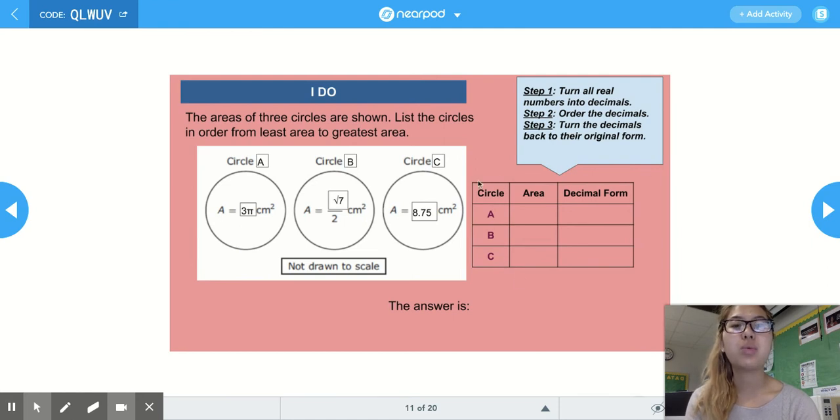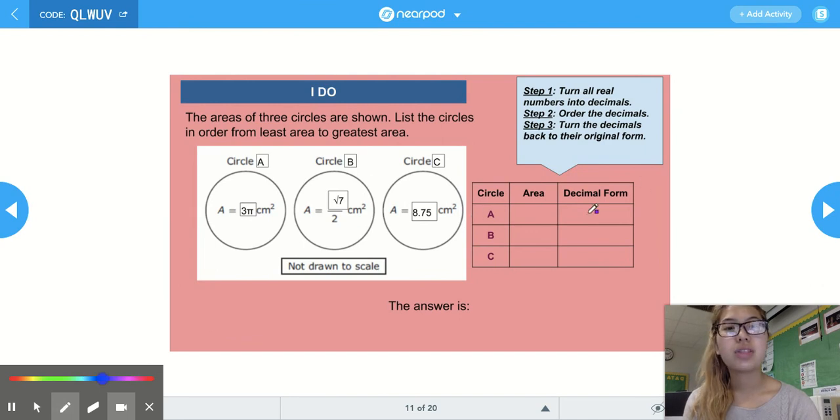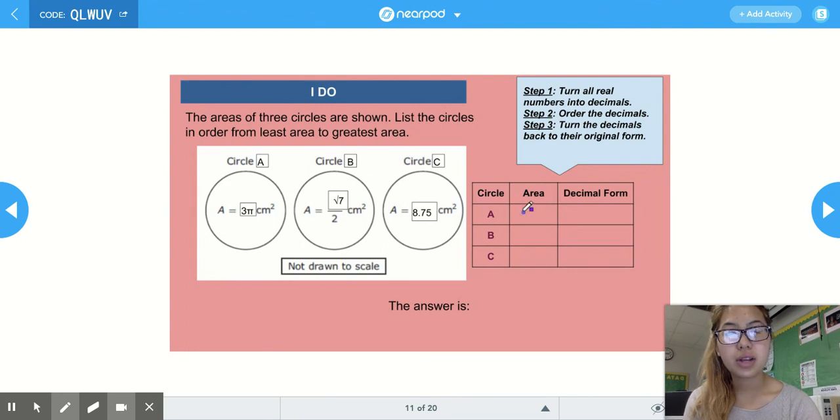So here's a little table with the different circles in the first column, the area of the circles in the second column, and in the third column is the decimal form of the areas. So circle A, according to this picture, the area of circle A is 3 times pi, or 3 pi. And so all we have to do is multiply pi times 3. And so we can fill out the first row for this table. So we have circle A, the area is 3 pi, and the decimal form is about 9.42.